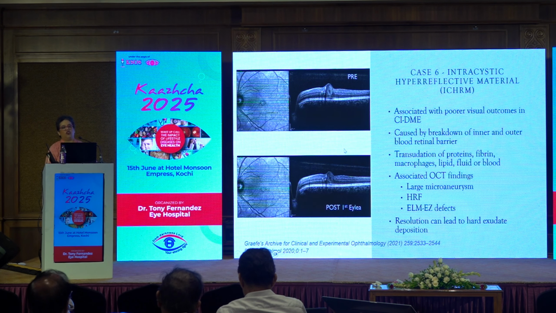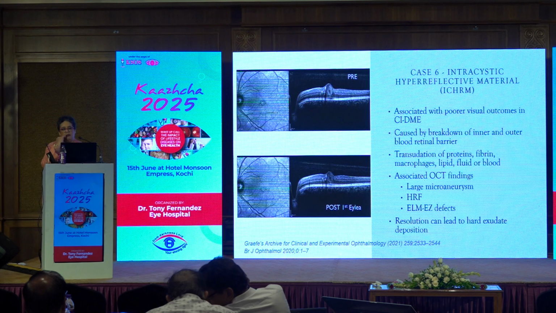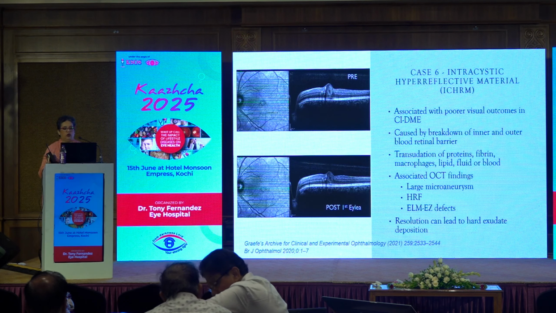There's another finding which has been gaining importance now, what is called intracystic hyperreflective material, ICHRM. These are known to be associated with poorer visual outcomes. They indicate a more extensive breakdown of the inner and the outer blood retinal barrier, and there's a transudation of proteins and fibrins and macrophages happening here. They can have large microaneurysms with them. They can have a lot of hyperreflective foci. They can have outer retinal defects. And sometimes they resolve and probably that material sort of aggregates together to lead to the formation of hard exudates.